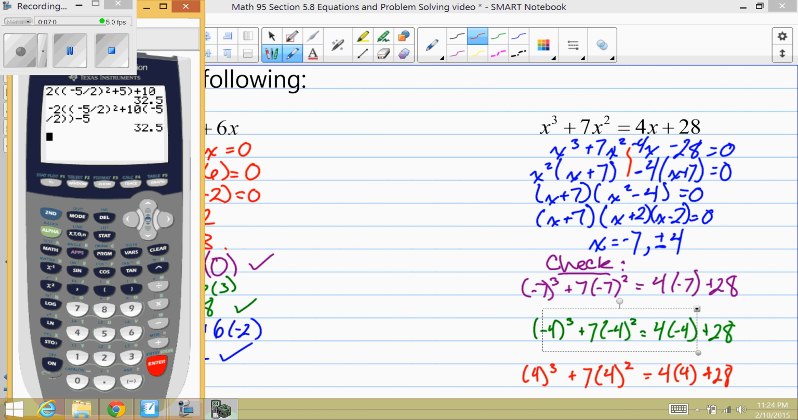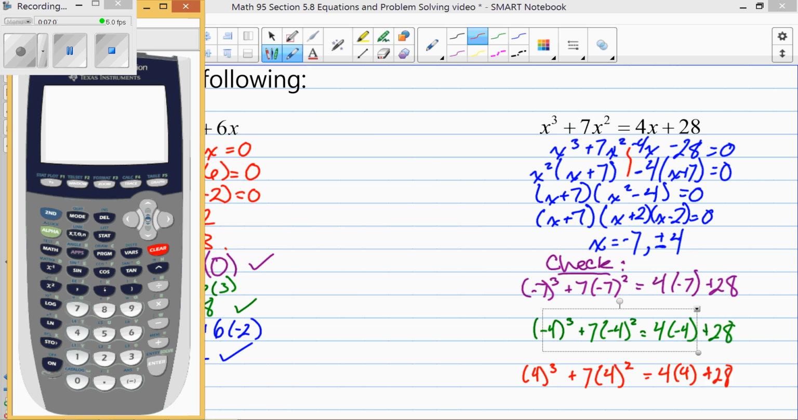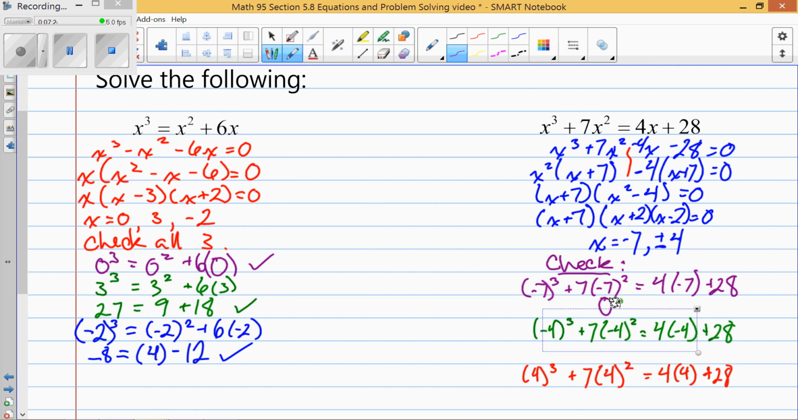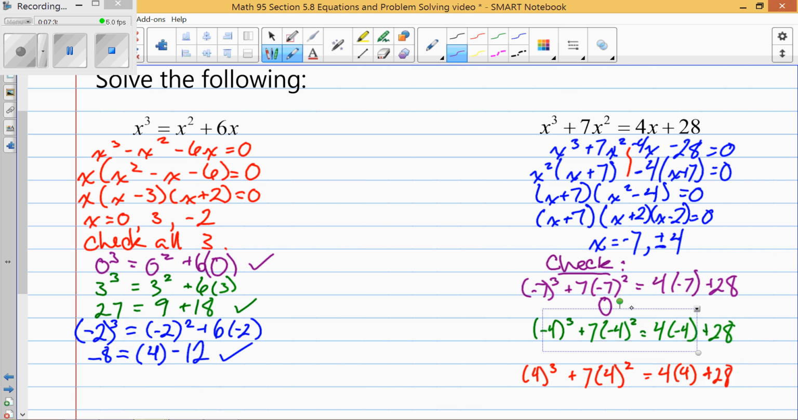And again, we'll get the calculator out to make this a little bit faster. So, negative 7 cubed plus 7 times negative 7 squared. This one gives me a 0. See what the other side says. 4 times negative 7 plus 28. Some of you are probably realizing already what this is going to give me. 0 equals 0. We're good to go.